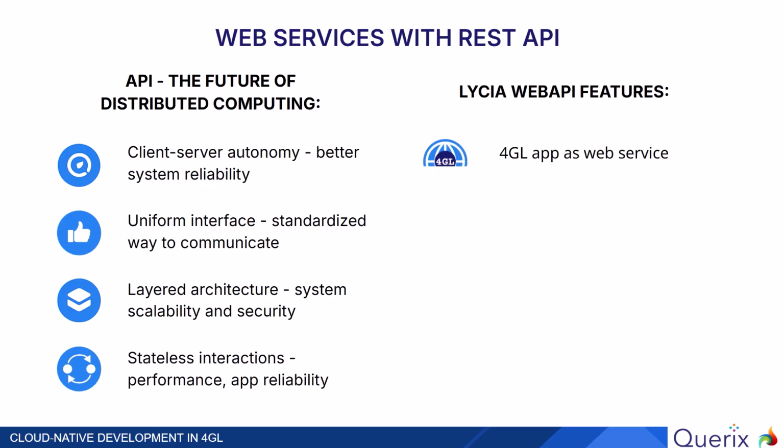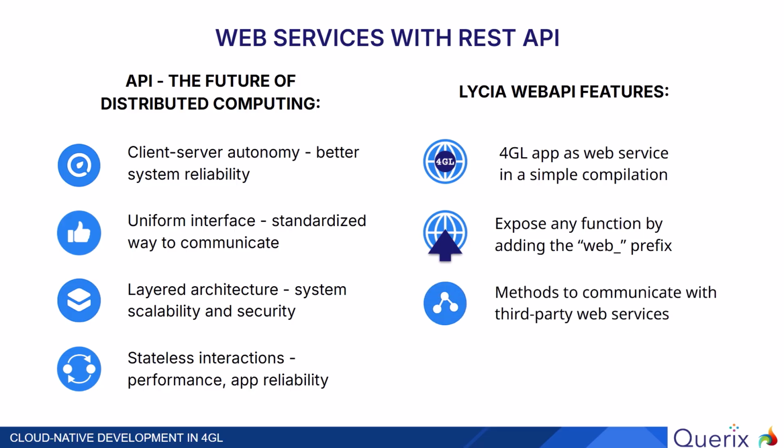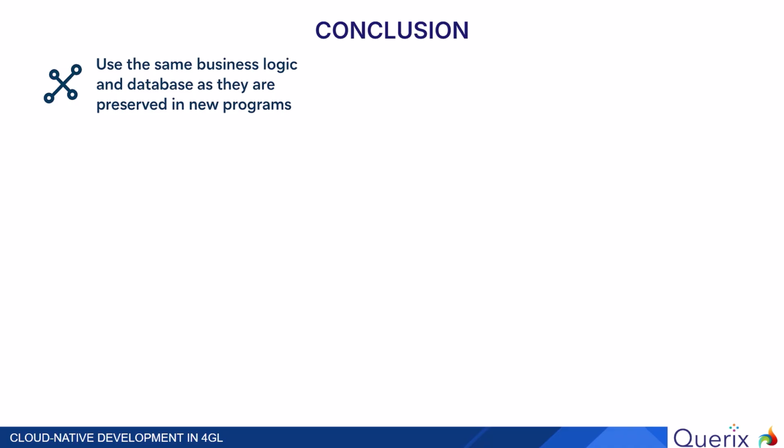We made it possible for each program built using Lycia to become a web service after just a simple compilation. You can expose any function by adding the web_ prefix and use our REST API methods for the program to communicate with third-party web services. So, summarizing Lycia Development Suite's capabilities and features, it will assist you in transforming your 4GL project, preserving the business logic.